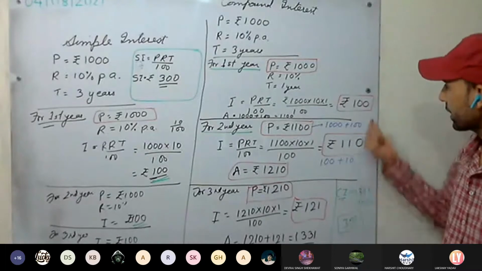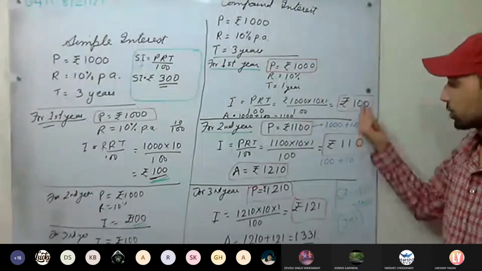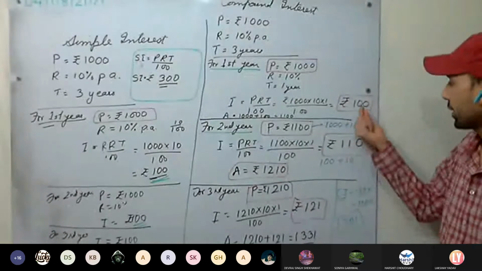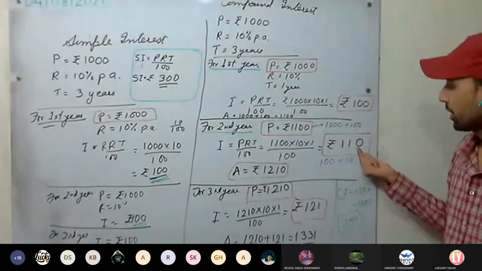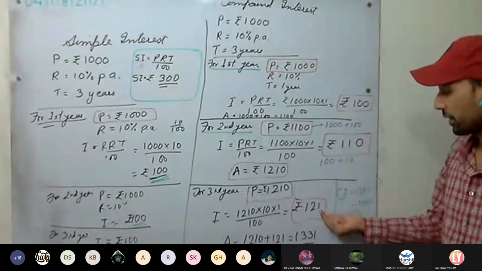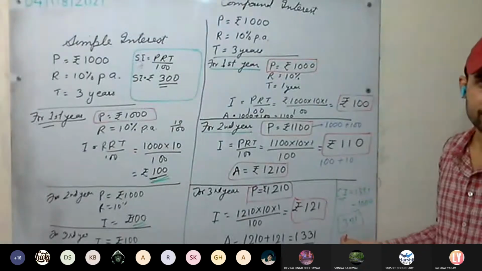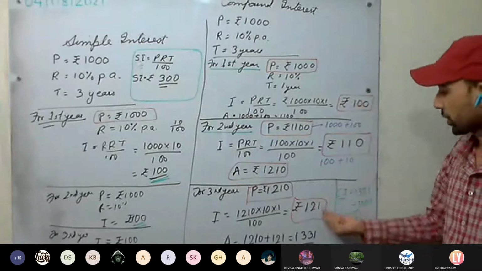You can also calculate this by adding the interest for each year: 100 plus 110 plus 121. You get 331. This is the compound interest, the total interest.